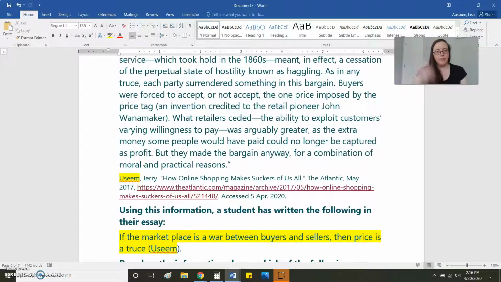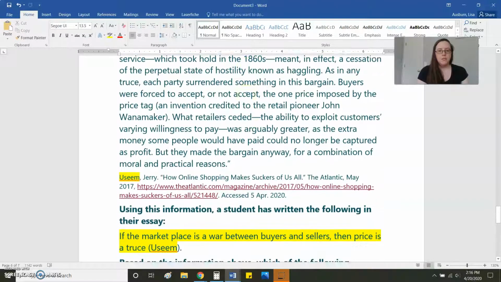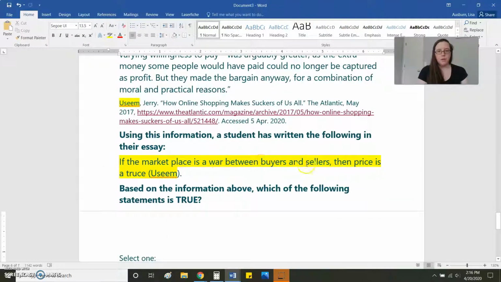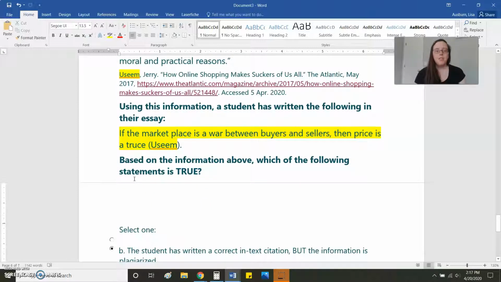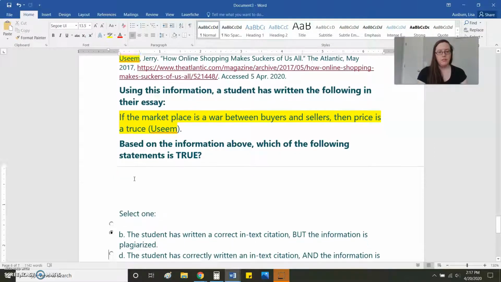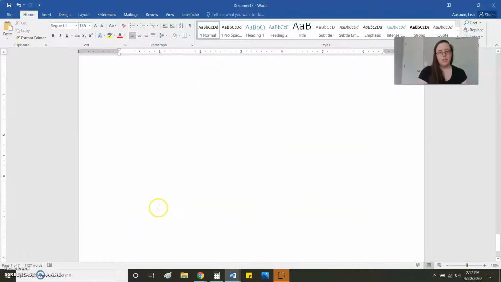I'm going to have to go back to the original to figure this one out. If the marketplace was a war between buyers and sellers, then we have who said that, then price was a truce. If the marketplace is a war between buyers and sellers, then price is a truce. Okay, so in this sentence, some information has been removed from the original. However, it is still very much word for word of the original author's language. This is plagiarism as well. So we know that we've got a correct citation, but the sentence has still been plagiarized. So that is why, for me, B is the correct answer here.